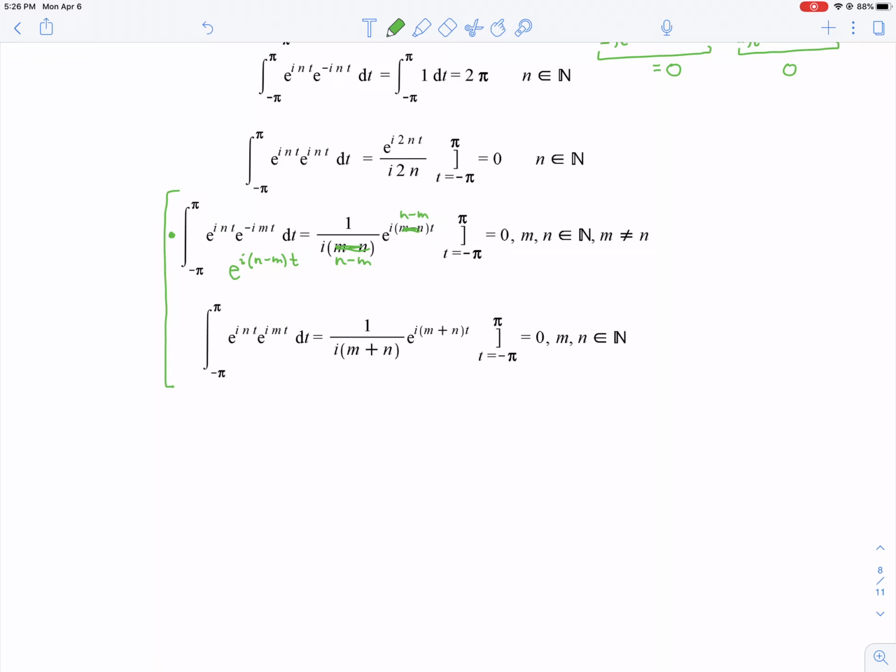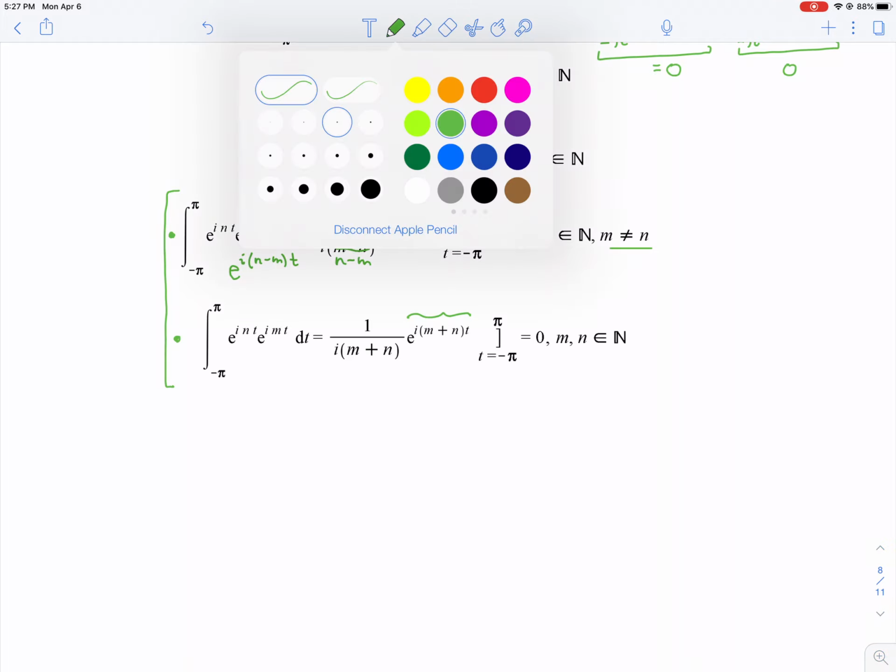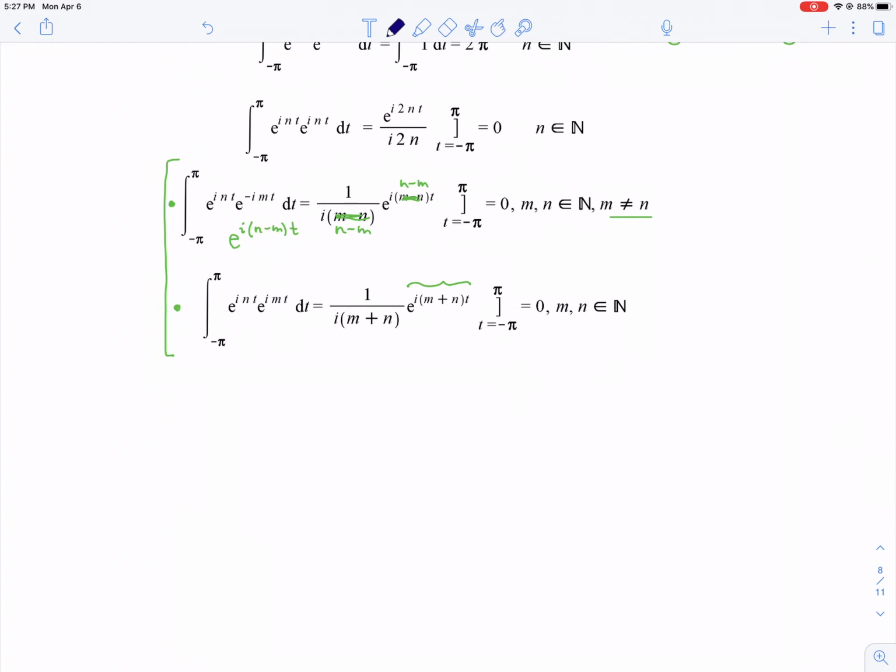But in any case, if we're assuming that m and n are different, those are non-zero integers. And so when we evaluate from minus pi to pi, we'll get the same value at either endpoint, and so the difference will be zero. Okay. And then we also can do the completely analogous computation for any counting numbers m and n, where we look at e to the int times e to the imt. And again, we'll always get the same thing at minus pi and pi because the exponential is 2 pi periodic. Okay. So let's just expand these and see that they give us a lot of the orthogonality conditions.